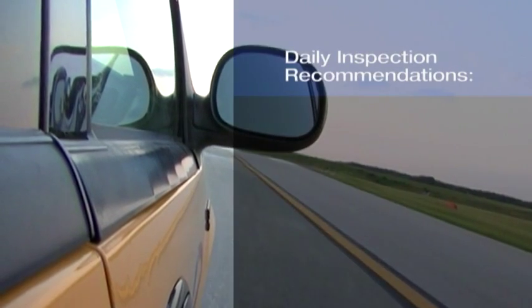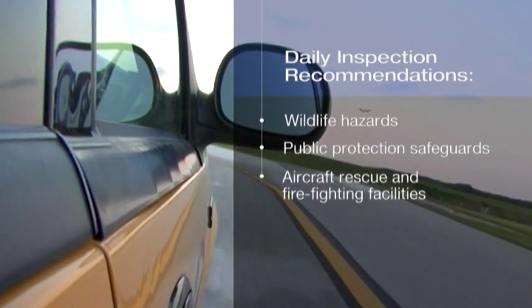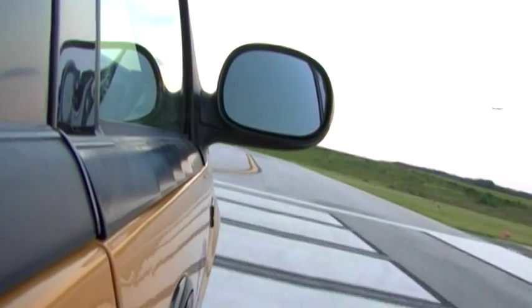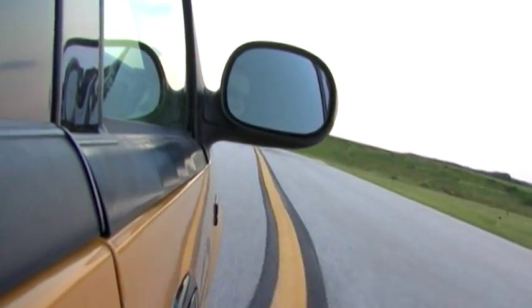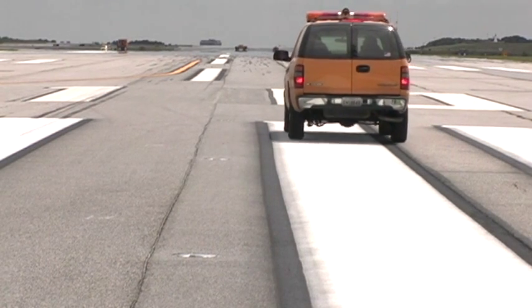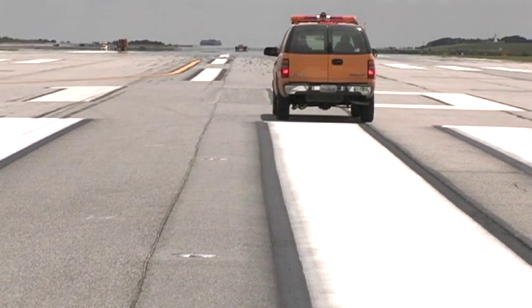Daily inspections are recommended for wildlife hazards, public protection safeguards, and aircraft rescue and firefighting facilities, equipment, and vehicles. But those subjects are not specifically addressed in this presentation. Also, we're dealing with a generic airport, so there may be elements at your airport that should be included as part of your daily inspections that are not addressed here.